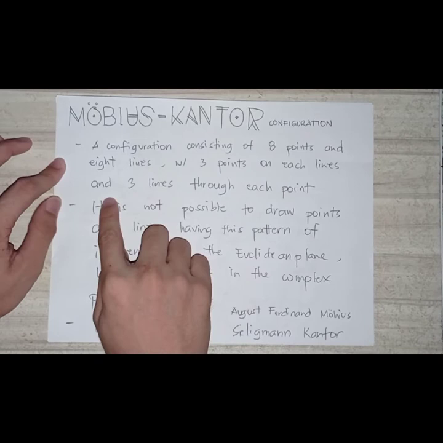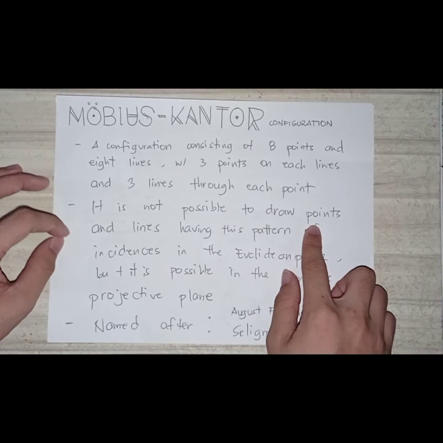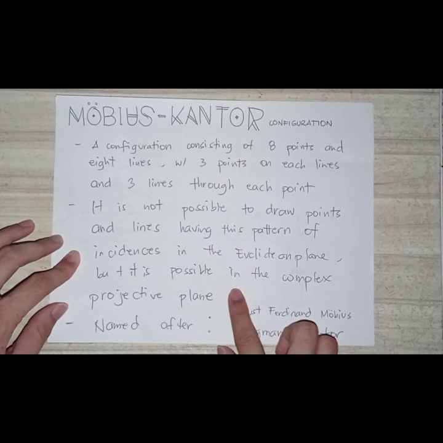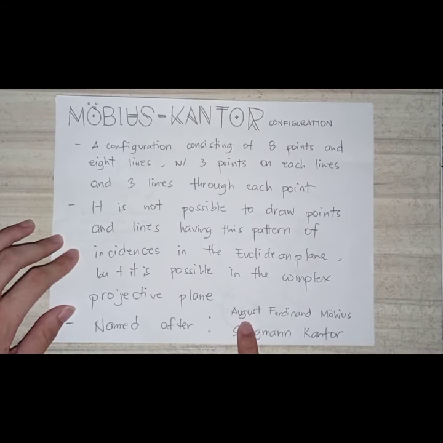It is not possible to draw points and lines having this pattern of incidence in the Euclidean plane, but it is possible in the complex projective plane. It was named after the two mathematicians, August Ferdinand Möbius and Seligman Kantor.